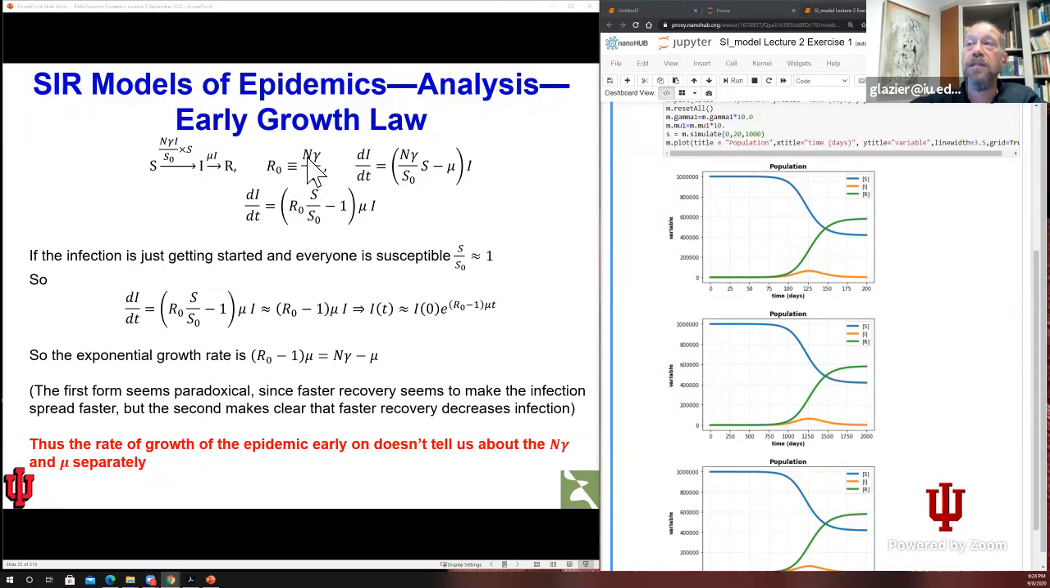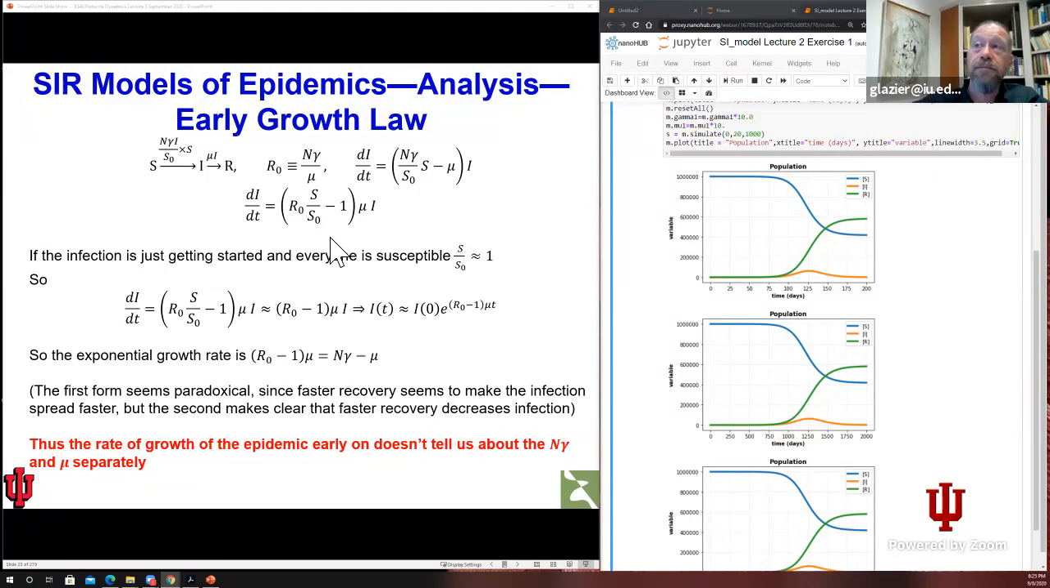Remember, R naught is n gamma over mu. So I'm going to write this as R naught, pulling the mu outside. I get R naught S over S0 minus 1 times mu as my rate of new infections. Now it's clear why when I change mu, things get faster or slower. If I multiply mu by 10, everything happens 10 times faster. So actually writing it this way is probably clearer than the way I wrote it at the beginning.